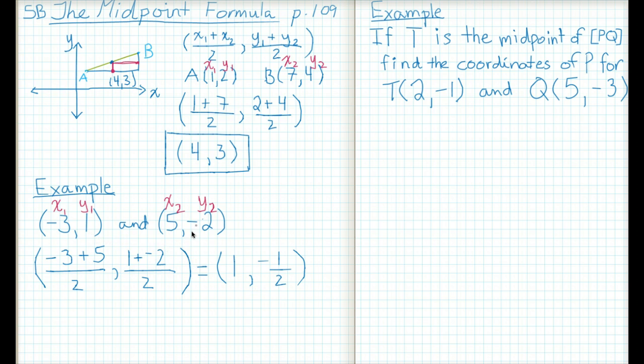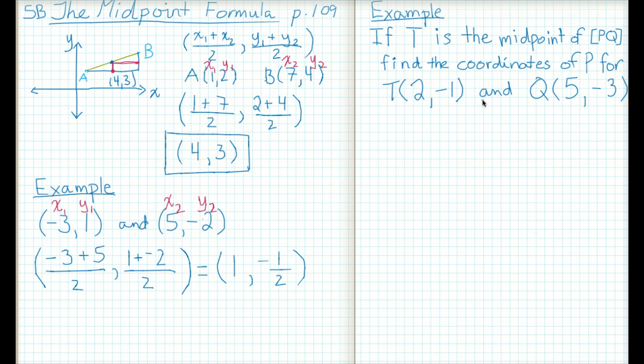If you look at the points, you may be able to see that that's a reasonable answer by thinking about where negative 3 in the x direction is. That's over here. And 5 is way over here. So the middle is going to be somewhere just to the right of the y-axis. So 1 is okay. And y1 is 1 here and negative 2 here. So yeah, it makes sense that the midpoint is right there at negative 1/2.